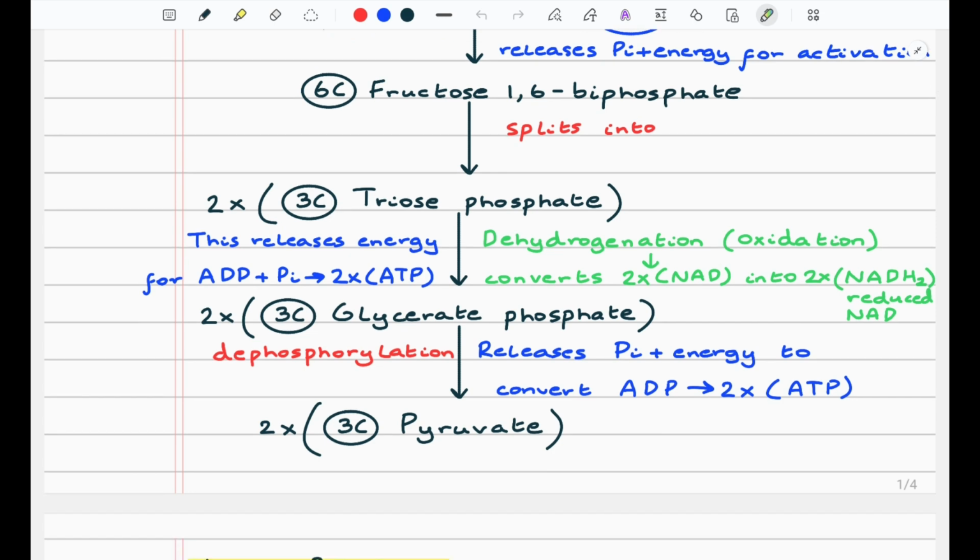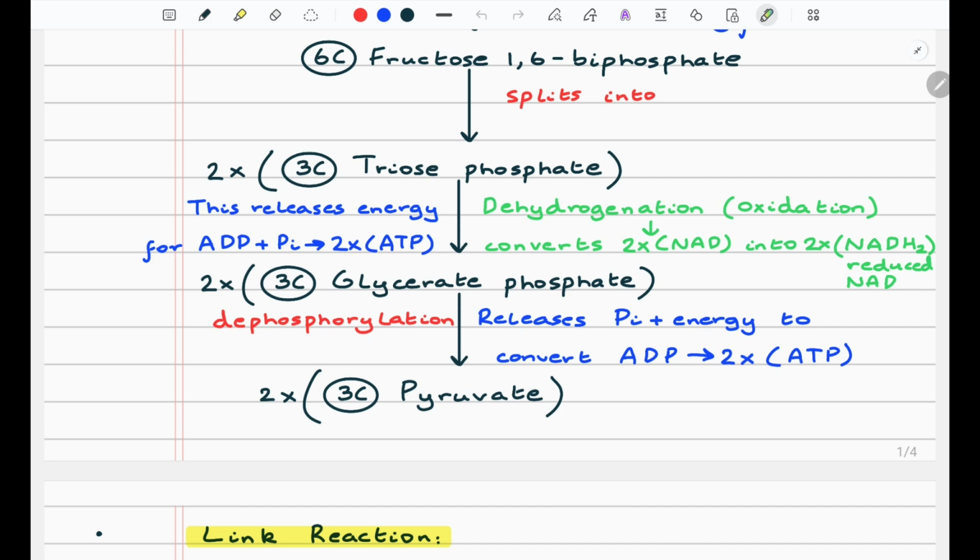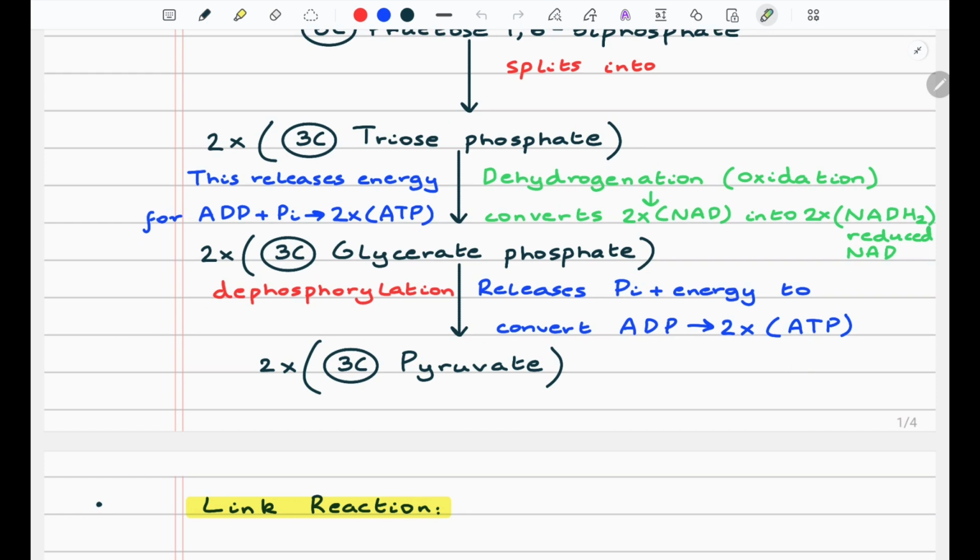And this dehydrogenation releases energy, which basically converts ADP to ATP, 2 ATP for each 3 carbon triose phosphate. Moving on, after dehydrogenation, 3 carbon glycerate phosphate are formed, and 2 of these, of course, for each triose phosphate. And these glycerate phosphates undergo dephosphorylation, basically releasing their phosphates, and again forming 2 molecules of ATP. The ADP plus the phosphates basically forms ATP from the dephosphorylation.